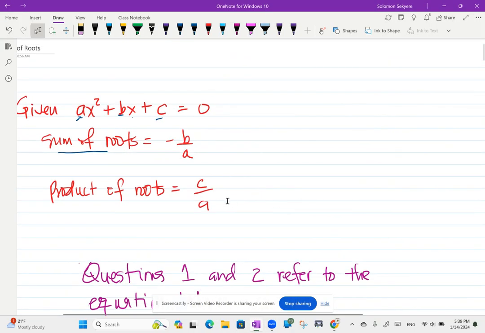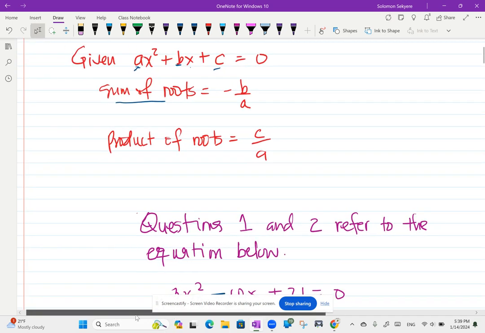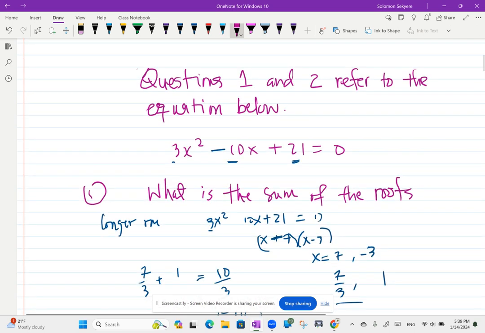Okay, so let's go over a few concepts here. Here is a fact, sort of a shortcut that I'm giving you. Given a quadratic equation equal to zero, the sum of the roots, or the solutions, or the zeros, or x-intercepts, is: take the coefficient of your x divided by the coefficient of your x squared and attach a negative sign. It's negative b over a. The product of the roots is c divided by a. That's it. So here's a question.